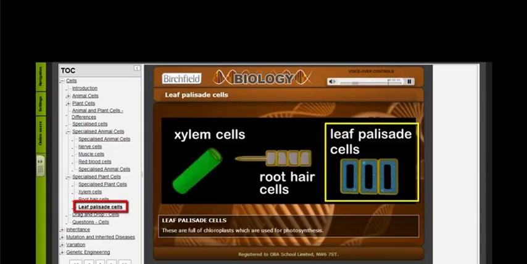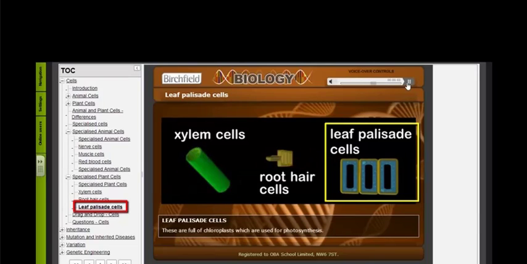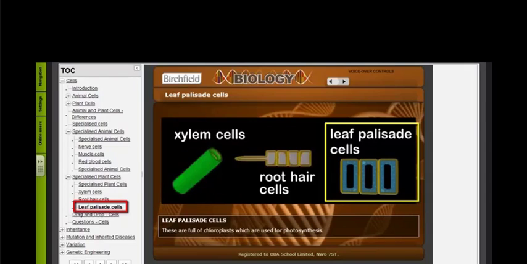As for leaf palisade cells, which are found in the leaves as we said, they contain chloroplasts containing a substance called chlorophyll, which is used for the process of photosynthesis, which is the process through which plants make their food. Chlorophyll also gives plants their green color.